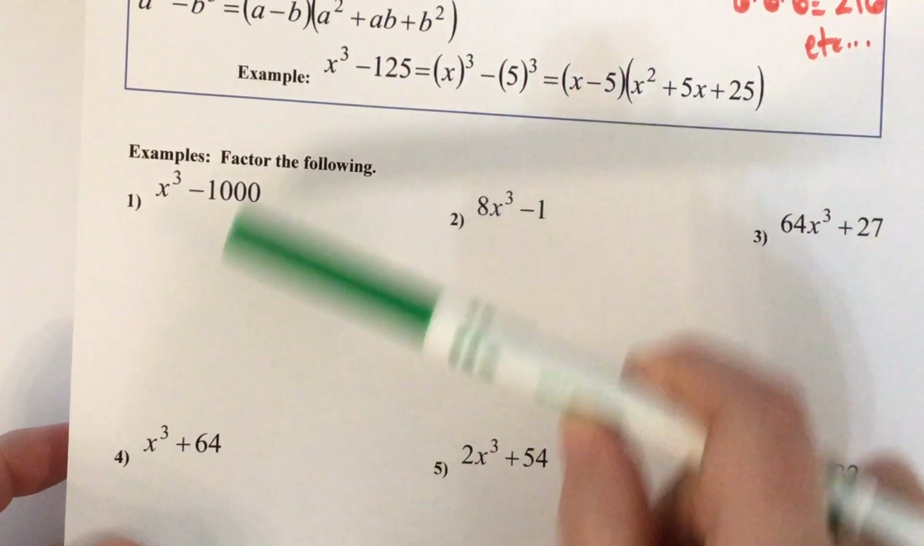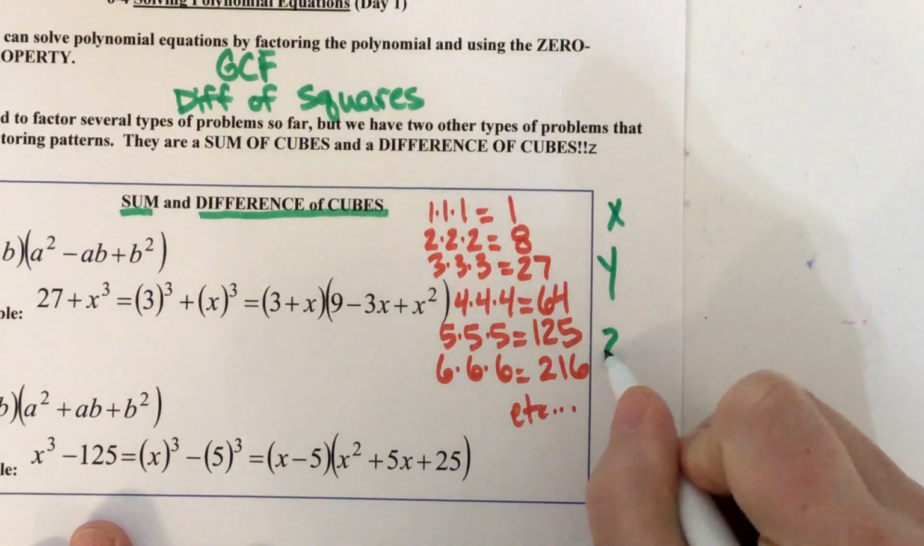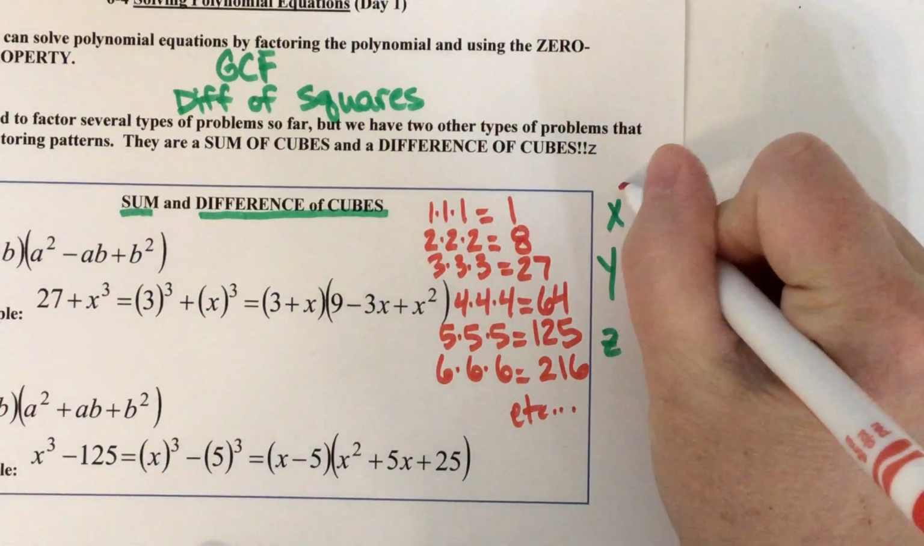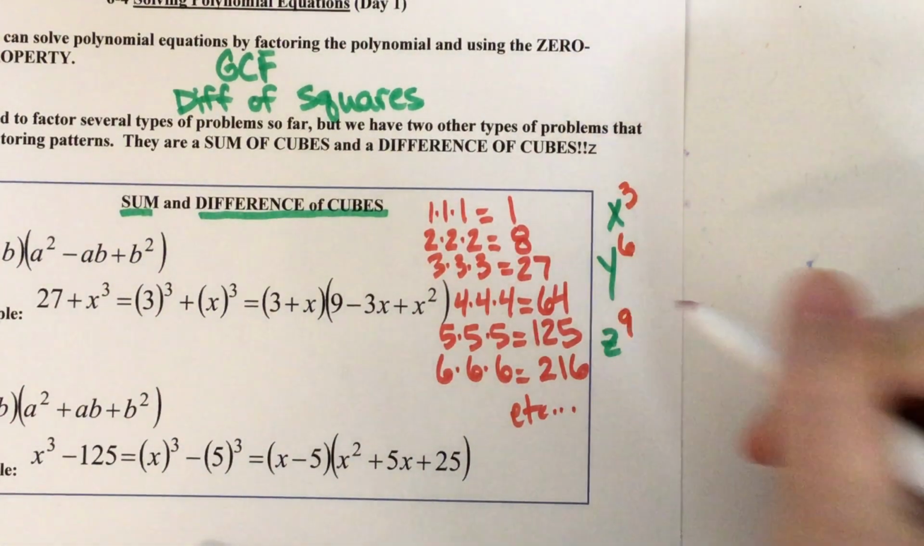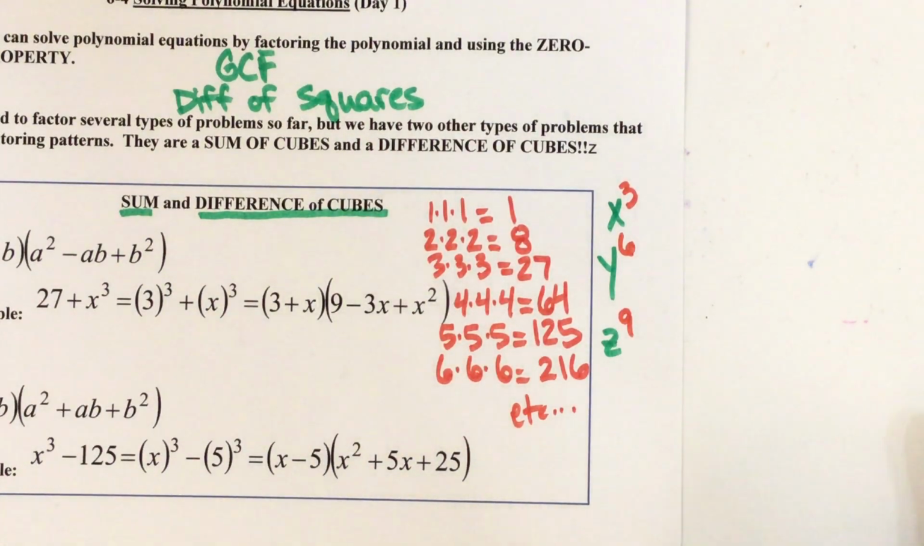Now, variables. You see we have variables down here. So variables, it doesn't matter what the variable is, but the exponent has to be a multiple of 3: 3, 6, 9, 12, etc. So exponents have to be multiples of 3.